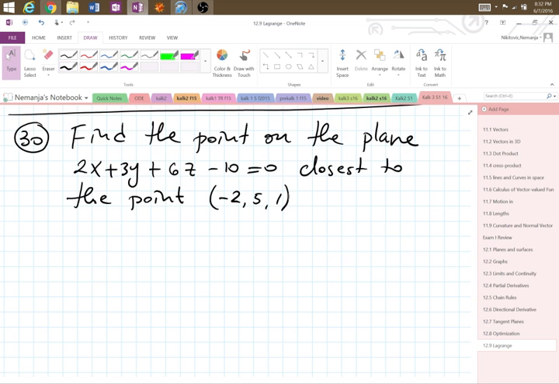So this is one of the simpler problems that you can have as a word problem. What are we doing here? We are going to find the closest what? Closest what? What are you trying to find?